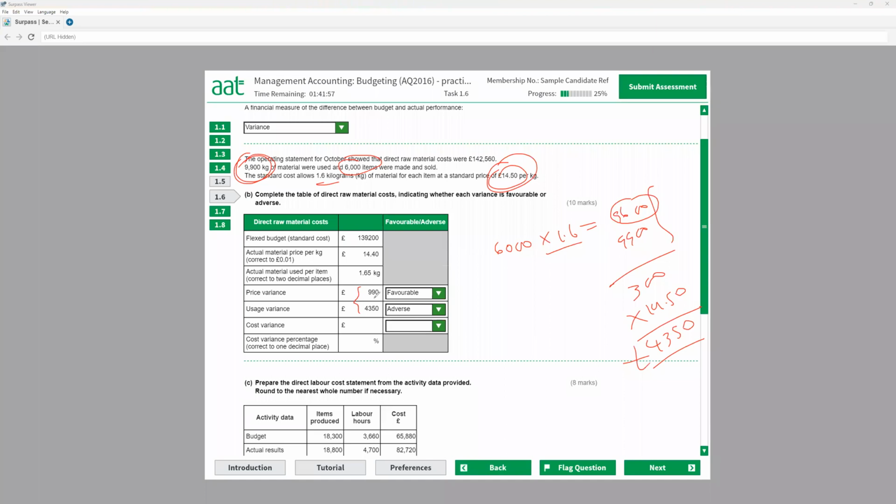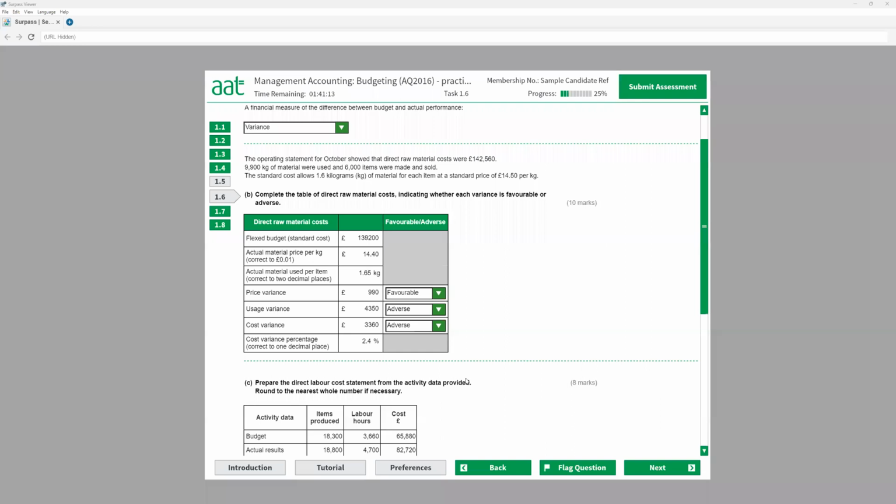So favorable is 990 and the adverse is 4,350. So the difference is still adverse because adverse is higher. For that reason, adverse will be still here. And the difference is 3,360, 4,350 minus 990. And what is the percentage? So the percentage over the standard cost. So 3,360 divided by the standard cost, which was 139,200, and that is 2.4%. So we have 2.4%. That's it.